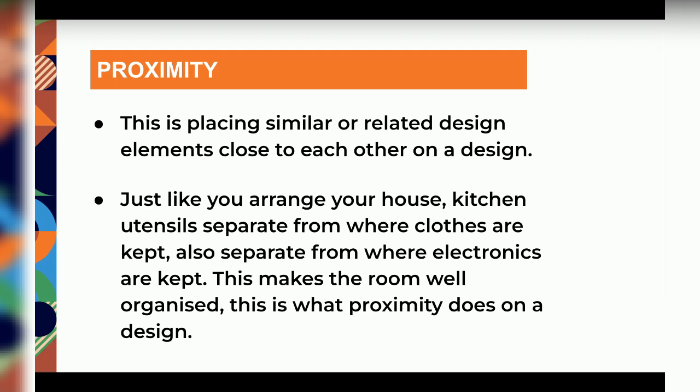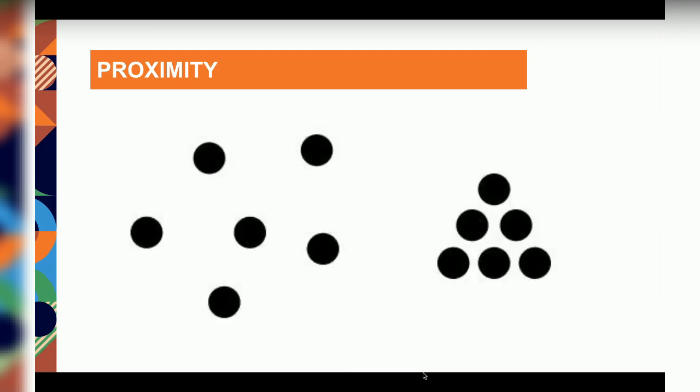Let's see if I have any picture to illustrate. You see these circles. The first one, they are scattered. But the second one, they are arranged and placed close to each other in an orderly manner. It makes it appealing to the eyes. Remember that we are trying to make sure that whatever we are doing is appealing to the eyes.